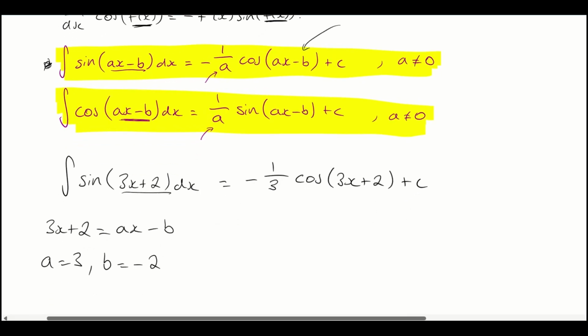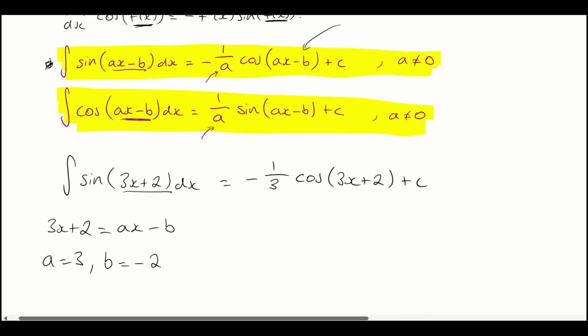All we're doing is we are finding out our values for a and b. a is equal to 3, b is equal to minus 2, and putting them into our formula. In other words, we're doing this minus 1 over the gradient of what's inside. If we take the derivative of 3x plus 2, we just get 3. So we're doing minus 1 over the gradient function, minus 1 over 3, times the cosine of exactly the same thing. That never changes. And we always plus our c.